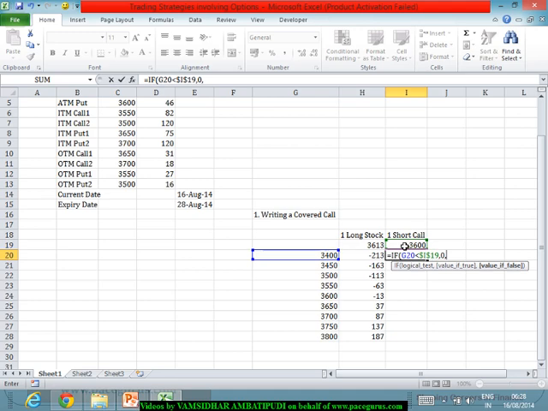But if it is more than that, obviously the buyer of the call is going to exercise it, which means he is going to buy the security from you at 3,600 bucks, which means the difference is a loss for us. So that's where I am positioning the loss as this number minus whatever is the price.